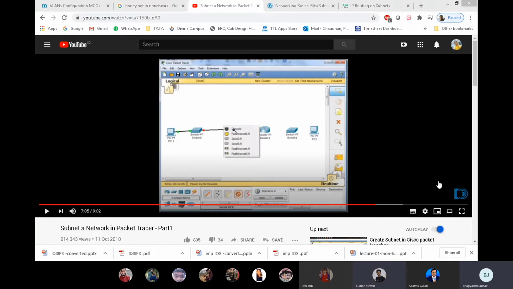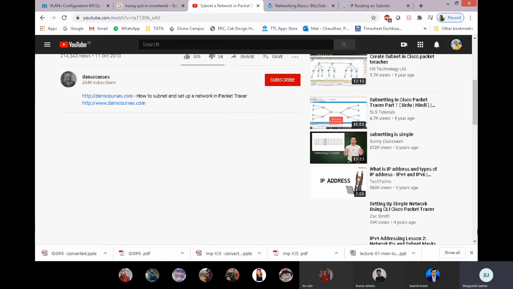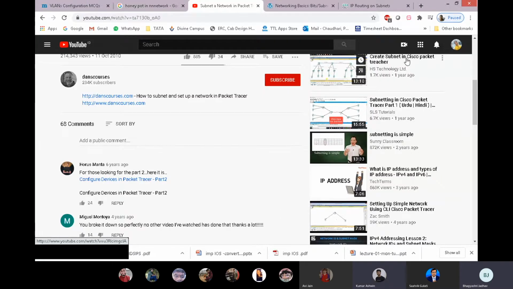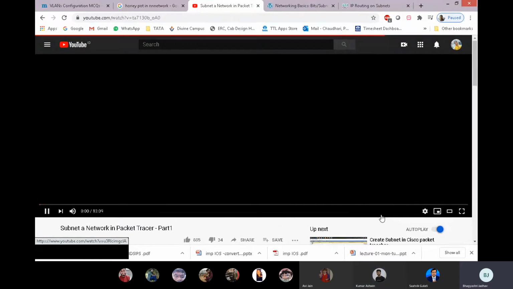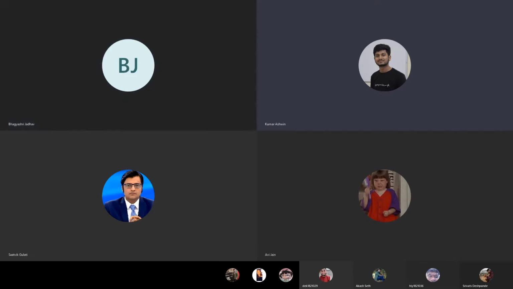Ma'am, it would be really beneficial if you can do it and show us and explain each step. Which one? The practical thing. On Cisco Packet Tracer, can you do it and explain what all things we are using? Packet Tracer or this subnet? In Packet Tracer only, ma'am, subnet. Okay. Create subnet in Cisco Packet Tracer.